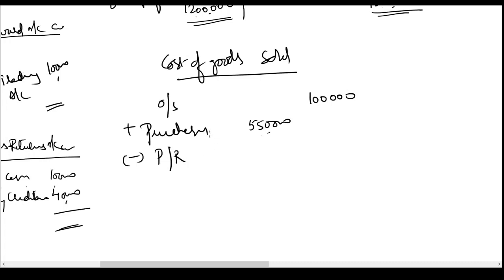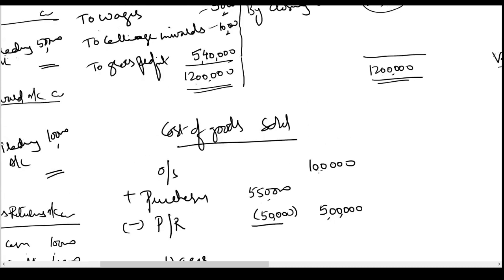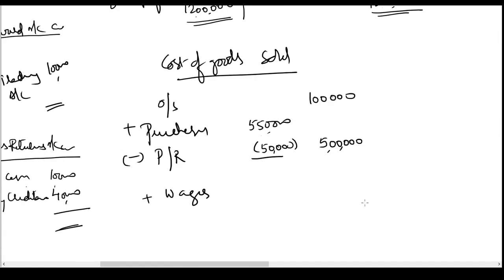In my earlier video I have demonstrated how to calculate the cost of goods sold. Purchase returns, I subtract 50,000. I'll get 5 lakh rupees as my net purchases. Then I add wages. How much was incurred as wages? 50,000. I add my direct expenses. Then I add carriage inward. That is a cost incurred for transporting the goods to my business. 10,000 rupees.